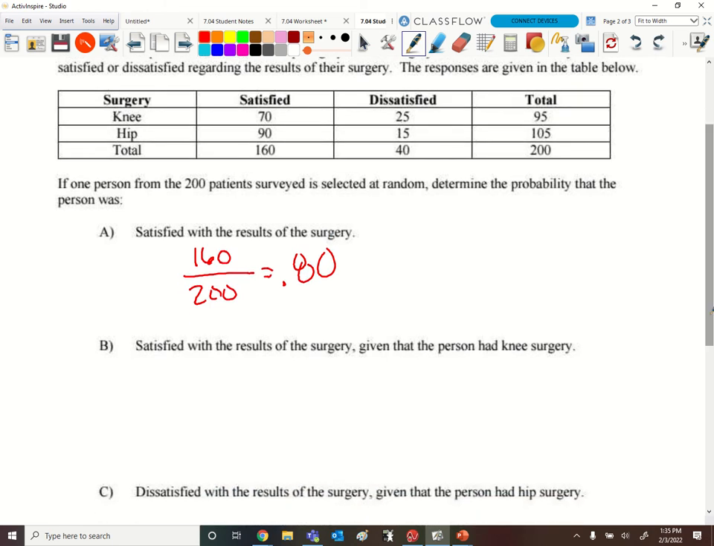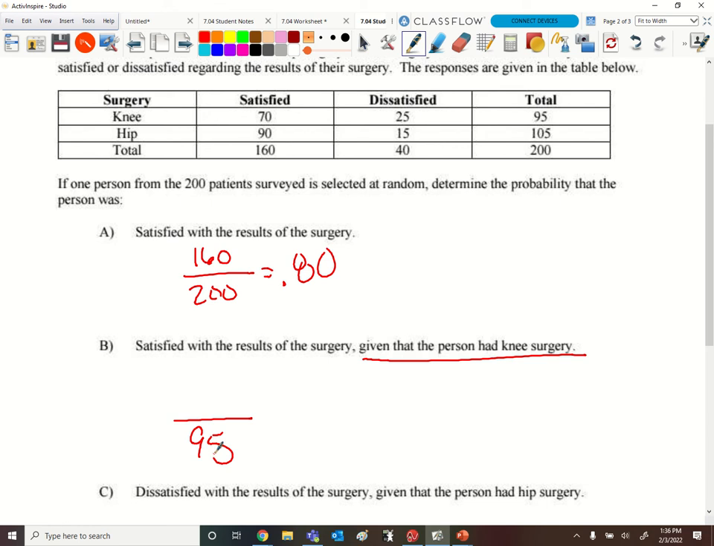So, there's a way of reading this. Satisfied with the results of the surgery, given that the person had knee surgery. The "given that" is important. That's the bottom of my fraction. Person had knee surgery. So what's the bottom of my fraction going to be here? 95. Where'd we get 95? The total number that had knee surgery. Very good. So it's 95 on the bottom.